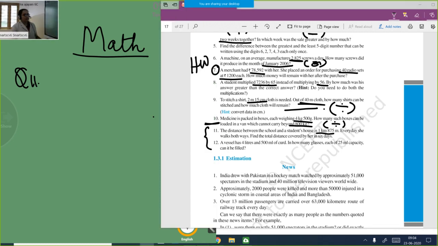Okay, this given 1 kilometer 875 meter is the distance between the school and the house. Every day that girl is walking both the ways. Both the ways means in the morning she is walking to the school and in the afternoon she is walking towards the home. Find the total distance she walked in 6 days. That is the question.